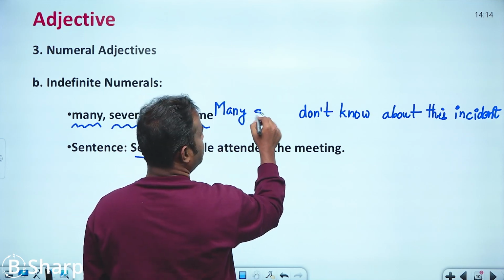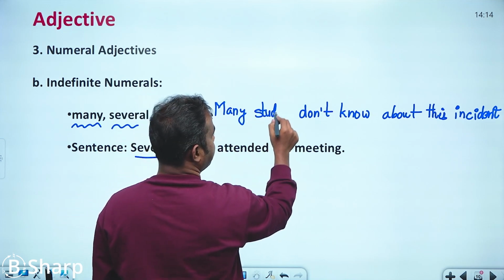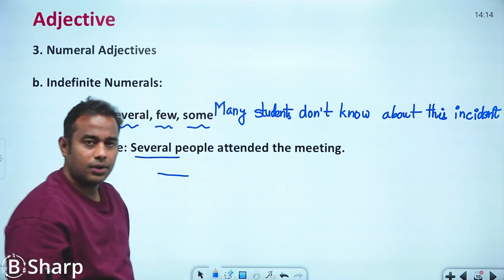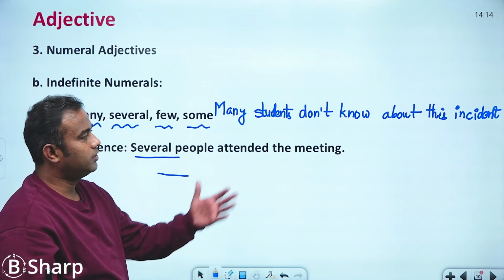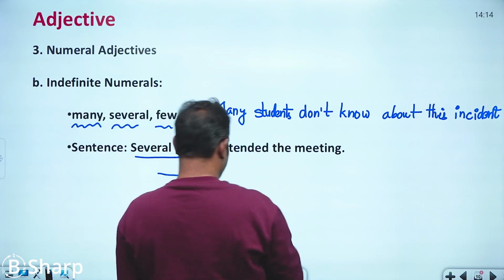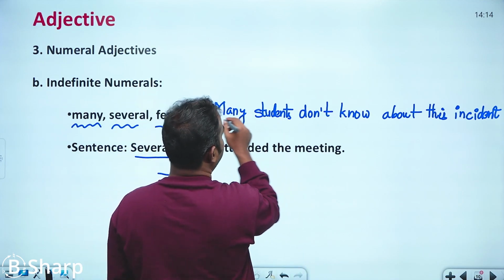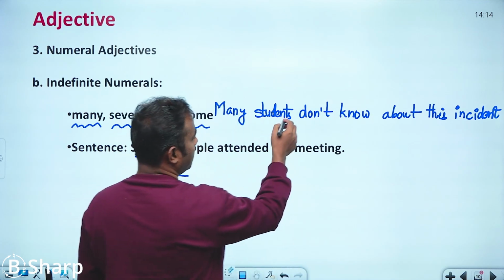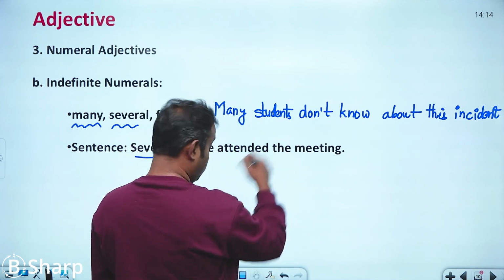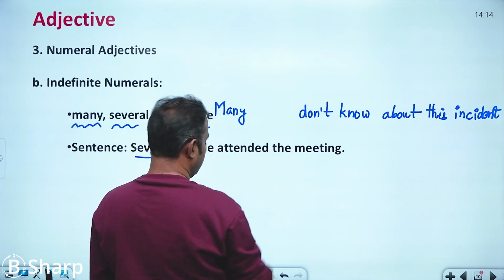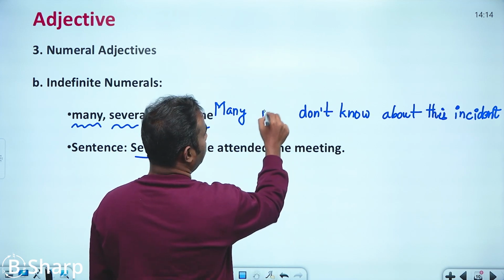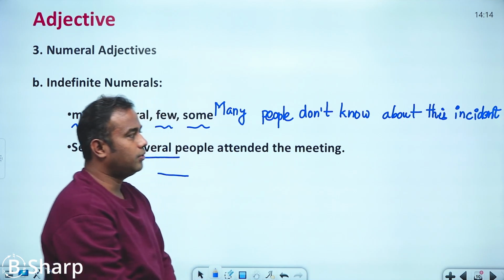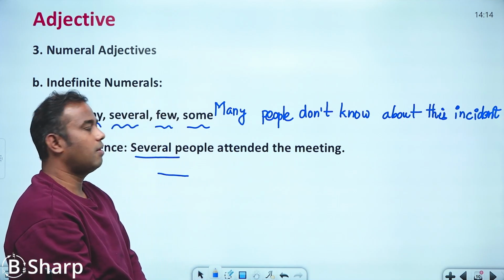Here, many students don't know. Many students don't know about this. If only the student comes, you have used "many" like this: so many students. Or you can say "many" and, instead of writing students, just use the word people. That is a better way: many people don't know about this incident. This is the right way of writing the sentence.